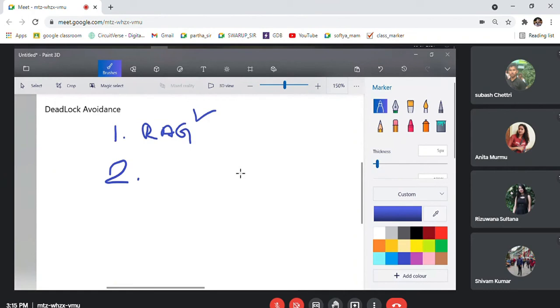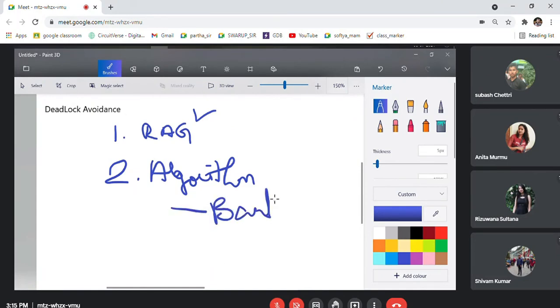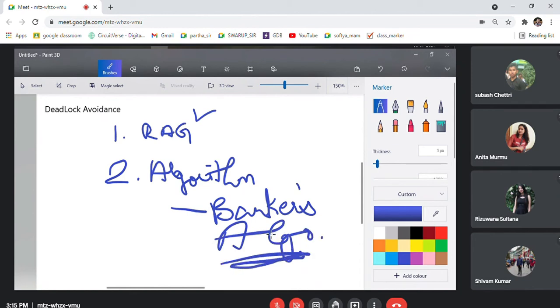Second is to use an algorithm to avoid deadlock from occurring. For deadlock avoidance, the algorithm that we are going to study is Banker's algorithm. Now, because Banker's algorithm needs a numerical problem to be solved, I'm keeping it as the last topic.